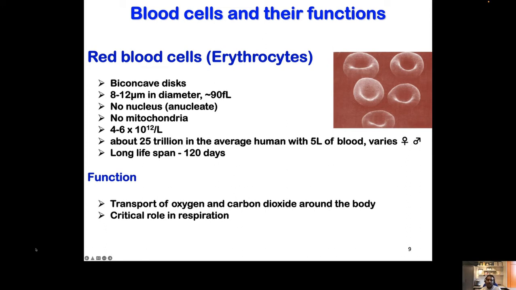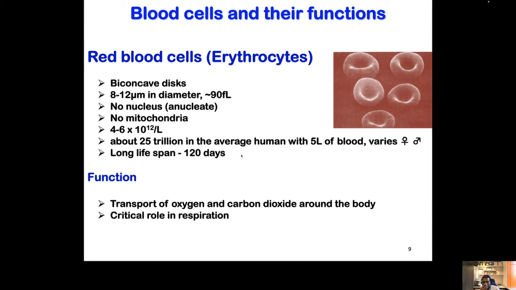And as we discussed before, there will be slight variations between males and females. These cells have a long lifespan in the blood, and they will survive up to around 4 months, around 120 days. Okay, so these are the basic characteristics of red blood cells.